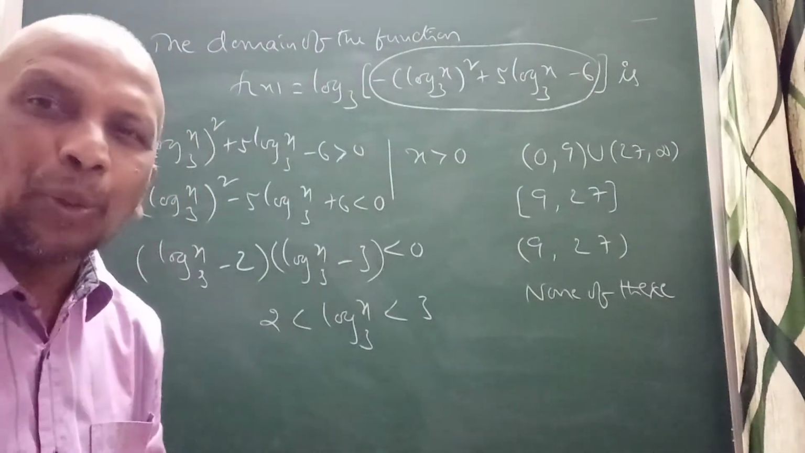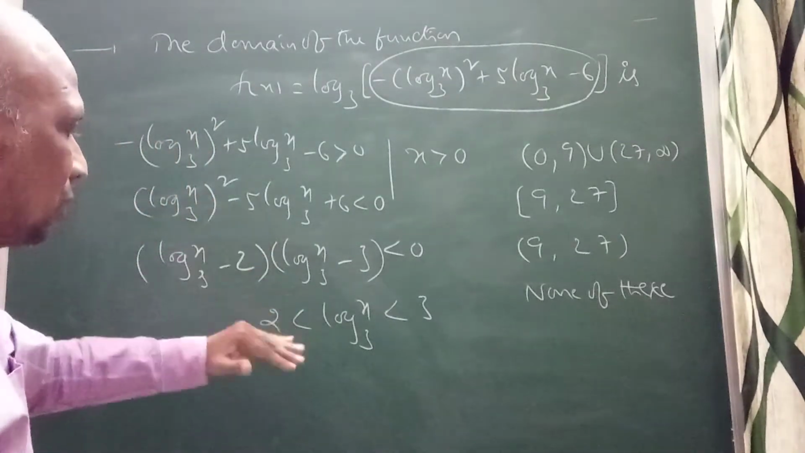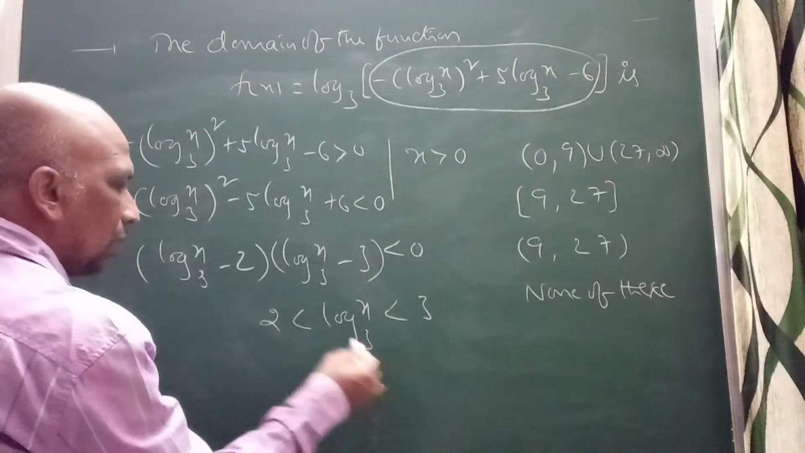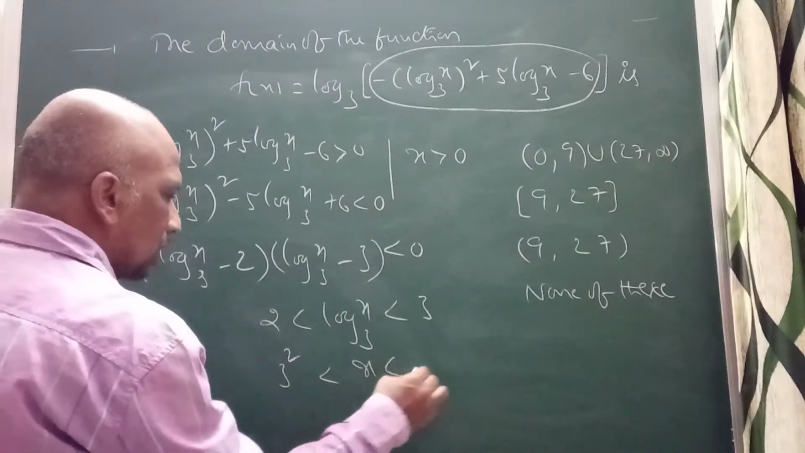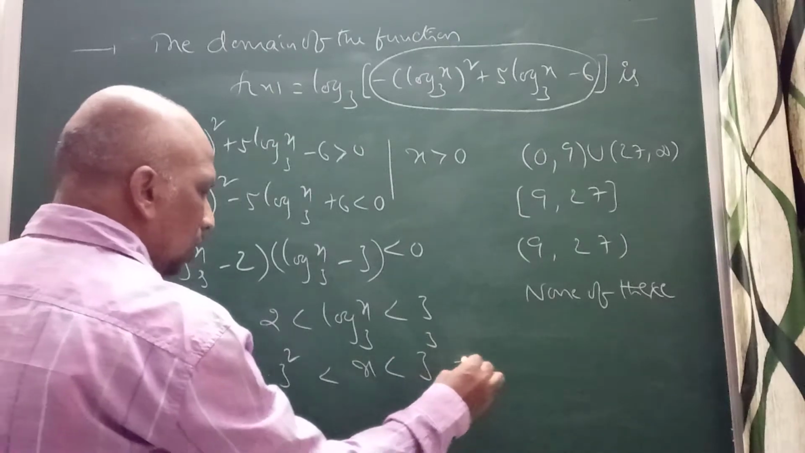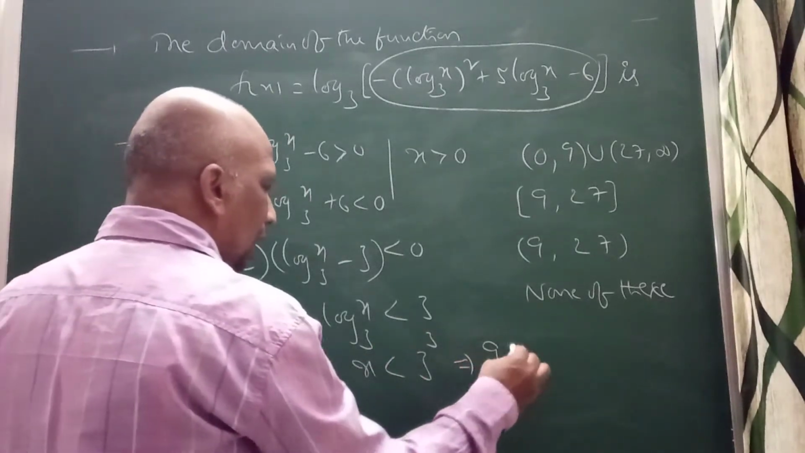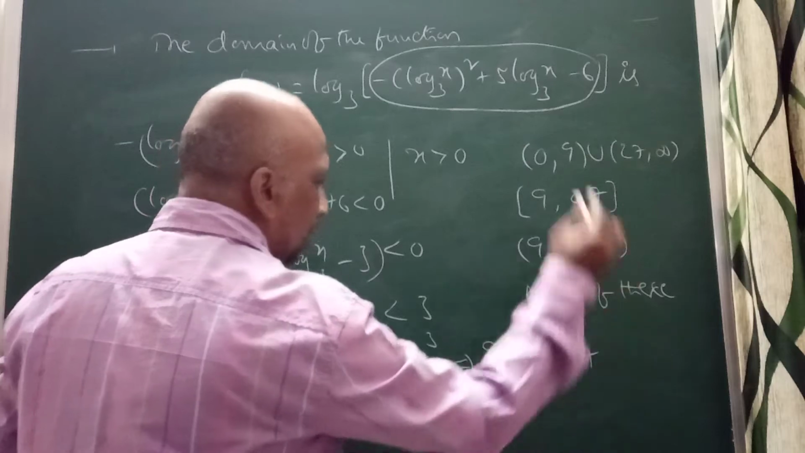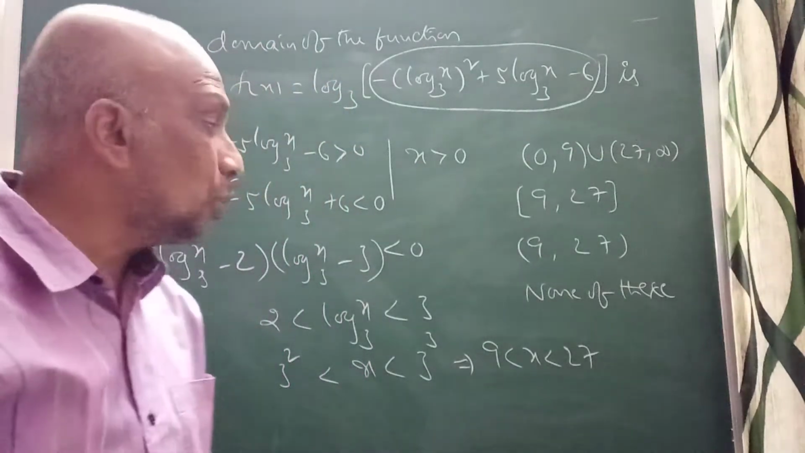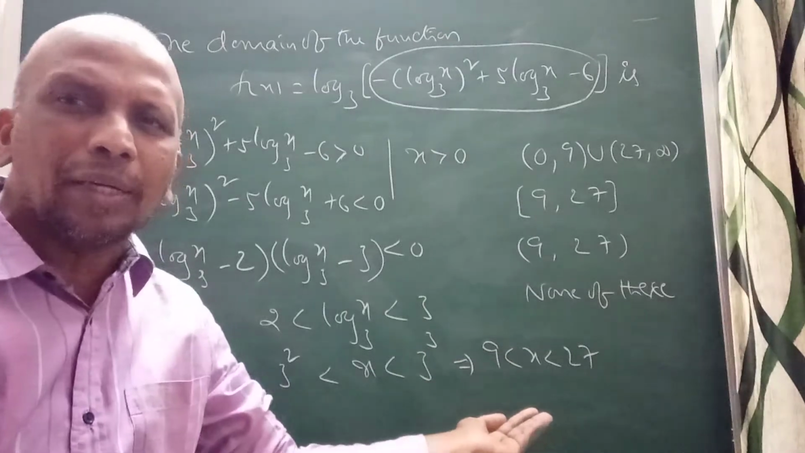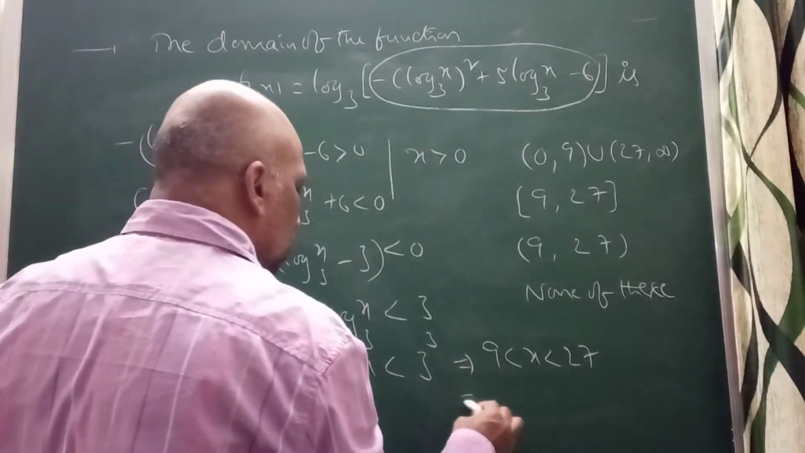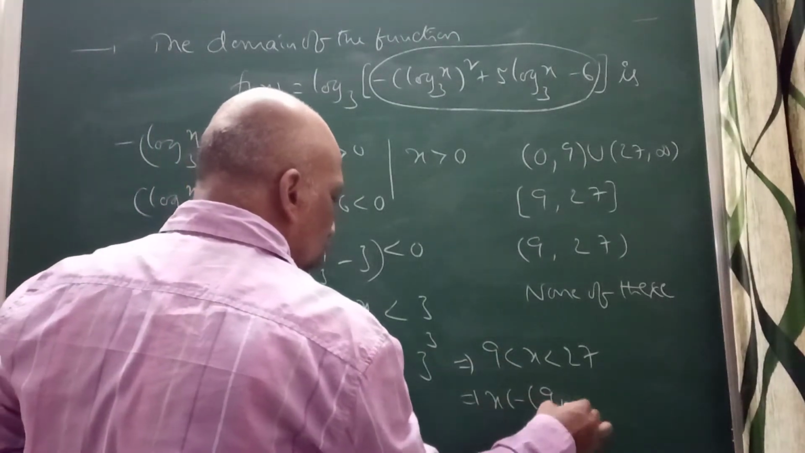Correct. Now I want to eliminate the logarithm. Raise the power 3 times. Base is 3, so 3 square, and this will become x less than 3 cube, right? So it will come 9 less than x less than 27, right? So here x is positive, we got positive only. So x belongs to 9 comma 27.